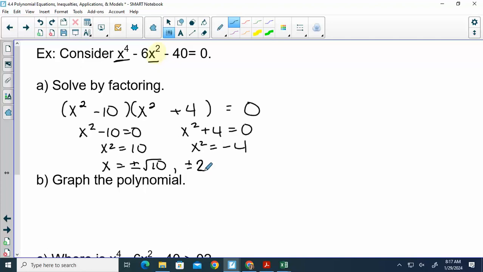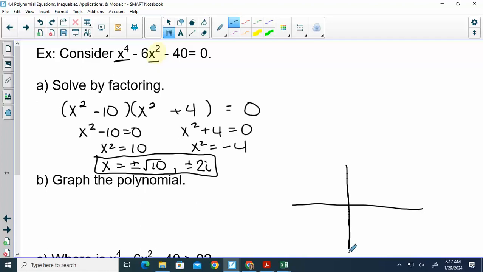Just 2? I, because you would have the square root of negative 4. So it was degree 4, we got 4 zeros. Positive radical 10, negative radical 10, positive 2i, negative 2i. If I asked you to graph it, you would kind of have to estimate a little bit here.